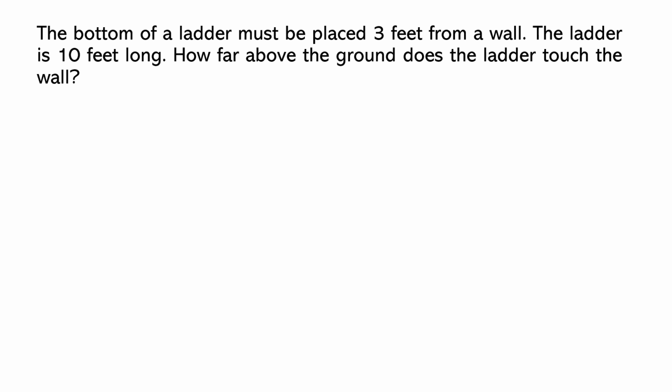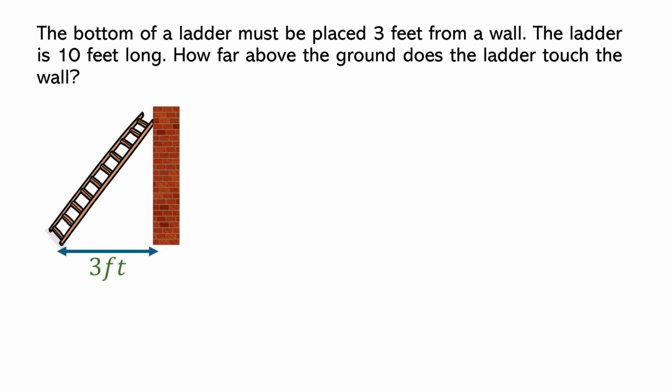So to solve this, we're going to illustrate it. And let's first analyze the problem. The bottom of the ladder must be placed 3 feet from a wall. So we're going to have the ladder and then the wall, which is 3 feet from the bottom of the ladder. And it says that the ladder is 10 feet long, so we're going to put 10 feet here because that's the length of the ladder. And how far above the ground does the ladder touch the wall? So from the ground going to the top of the ladder. That is what we are trying to look for.